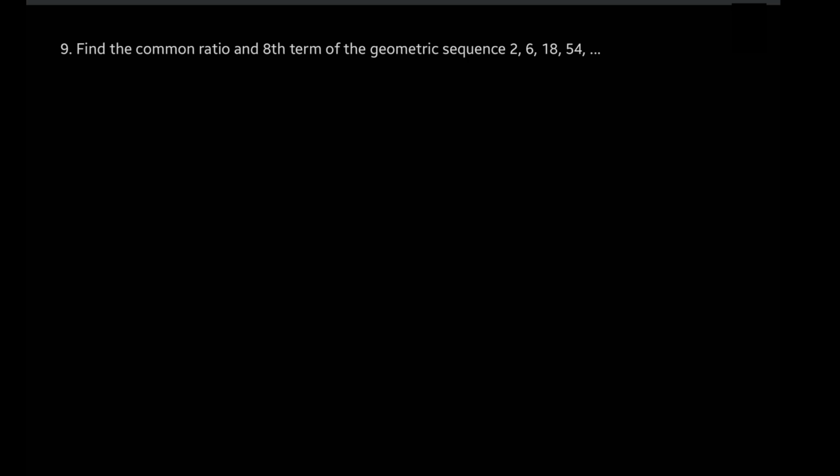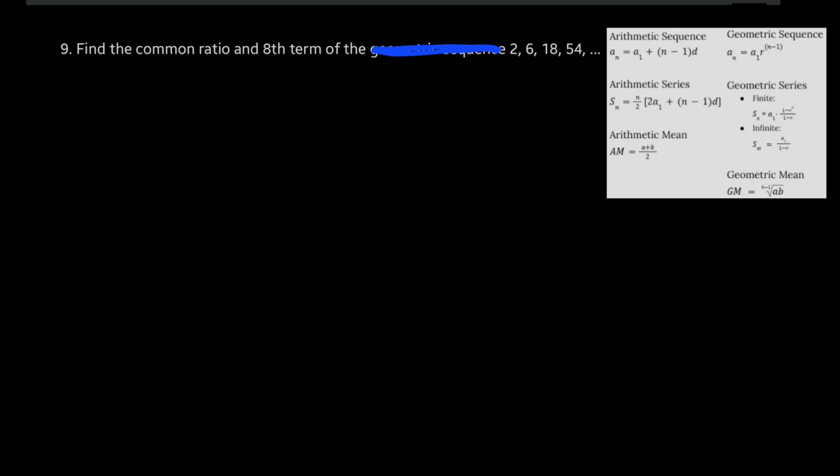So as you can see here, even without the words geometric sequence, we can immediately tell that this is a geometric sequence because the difference between 2 and 6 would be 4, but the difference of 18 and 6 would be 12. So it's not an arithmetic sequence. It moves by multiplication, not through addition. So first things first, we use the geometric sequence formula.